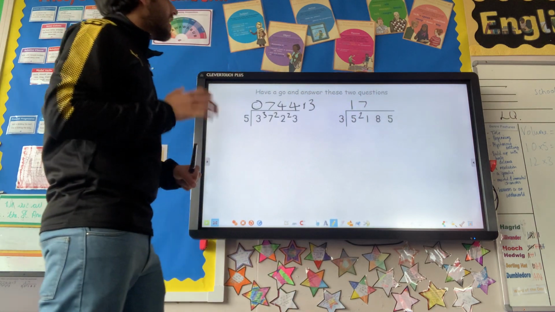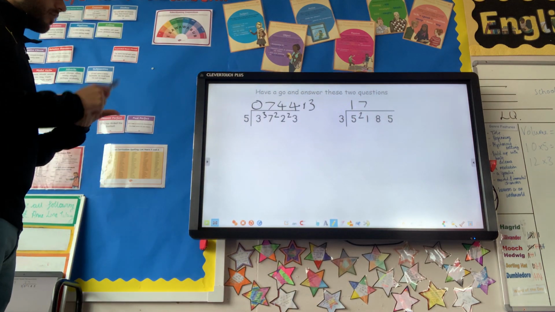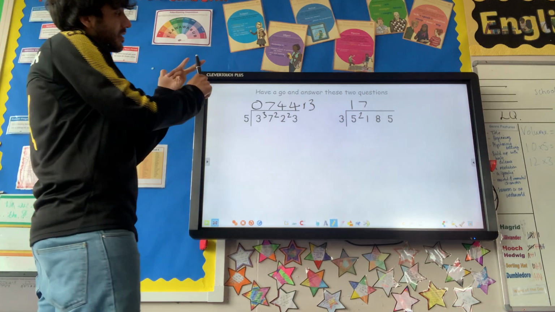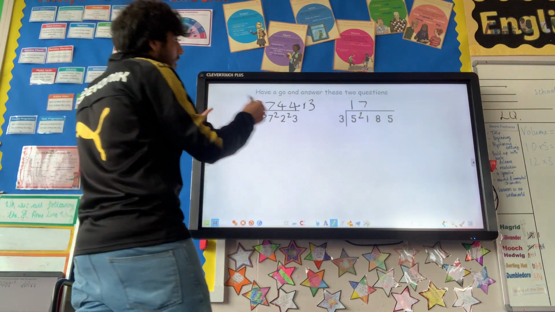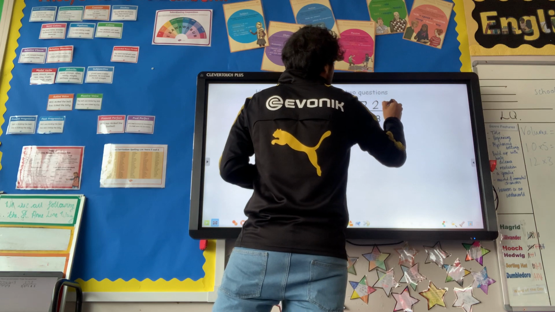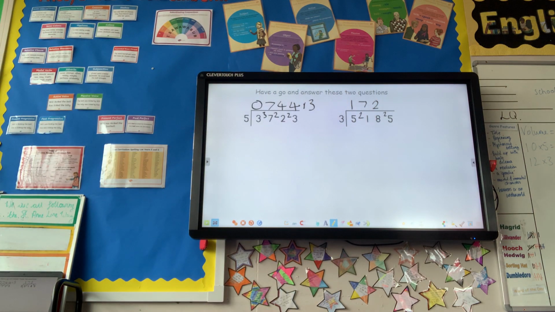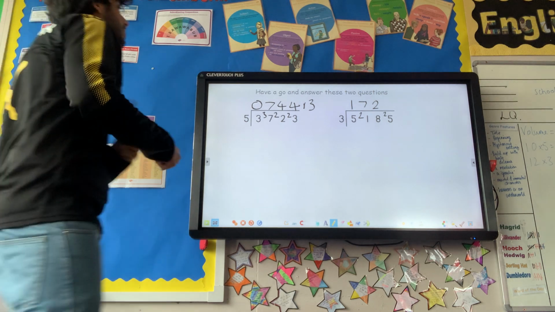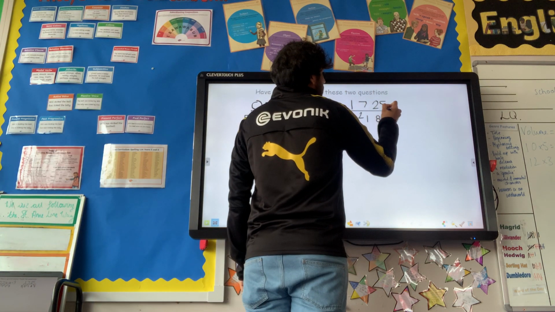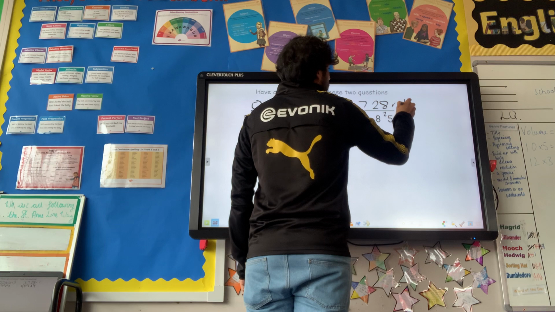Now, 3 into 8. I know 3 can go in 3, 6, 9, 9's too much, it goes in twice, remainder 2. Now 3 into 25, I know 3 times 7 is 21, 3 times 8 is 24, so it's still under. I know 3 times 9 is going to be 27, so that's too much, so it's going to be 8 times, remainder 1.